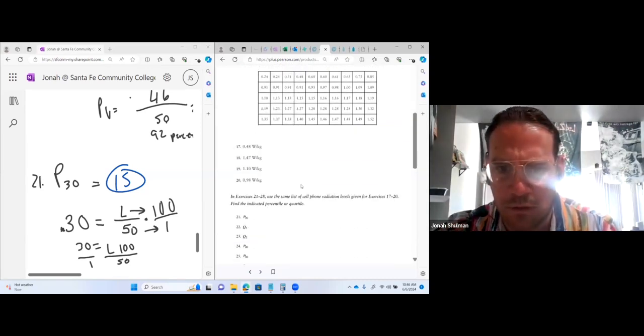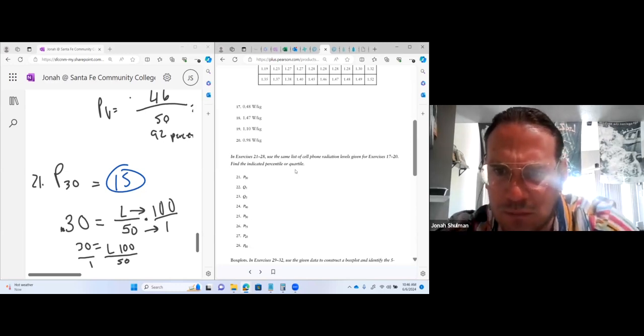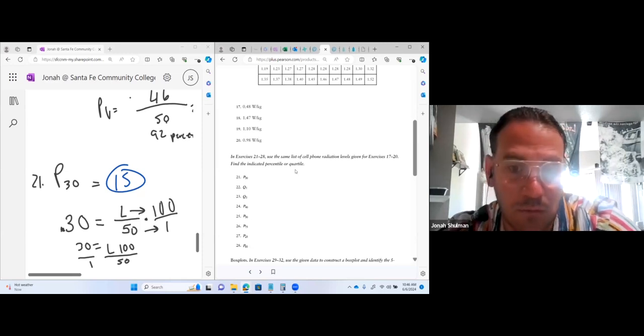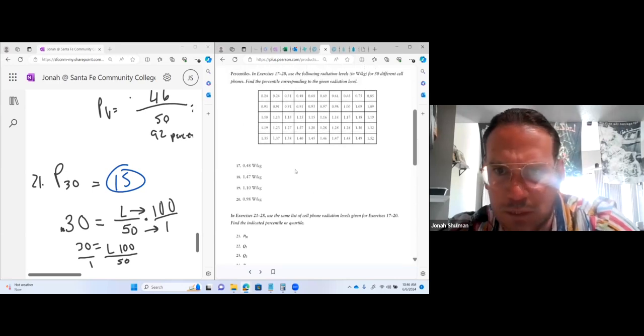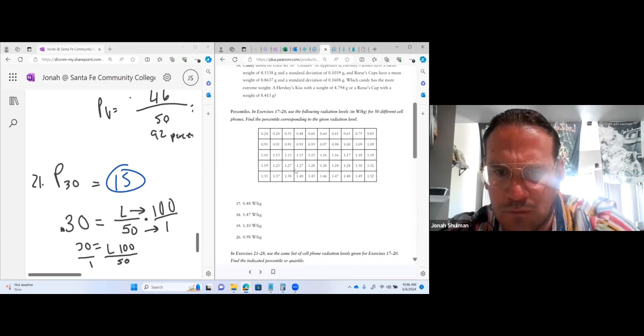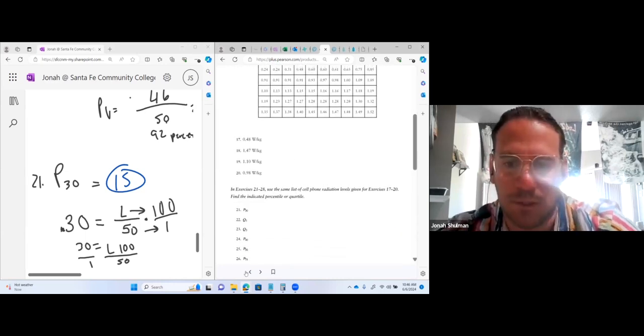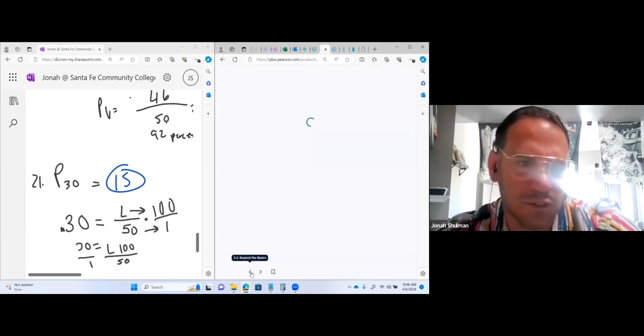30th percentile. Find the indicated percent or quartile. Use the same list of cell phone radiation given before. Find the indicated percentile or quartile. Pretty sure it's 15. But when I look here, I'm not sure if that's the right value. So I'm going to double check. I'm going to go back. If I'm not sure about something, I'm always just going to check it. So let's just check it.